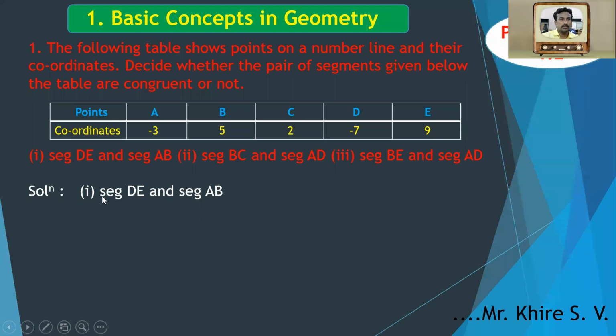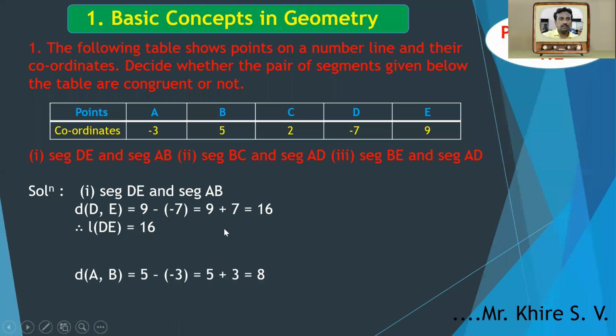Solution for this: first, segment DE and segment AB. First of all, we have to find the distance between these two. Find distance DE and distance AB first. Distance DE: coordinate of D is -7 and coordinate of E is 9. 9 is greater than -7, therefore 9 minus -7 is equal to, minus becomes plus, 9 plus 7 is equal to 16. Therefore length DE is equal to 16.